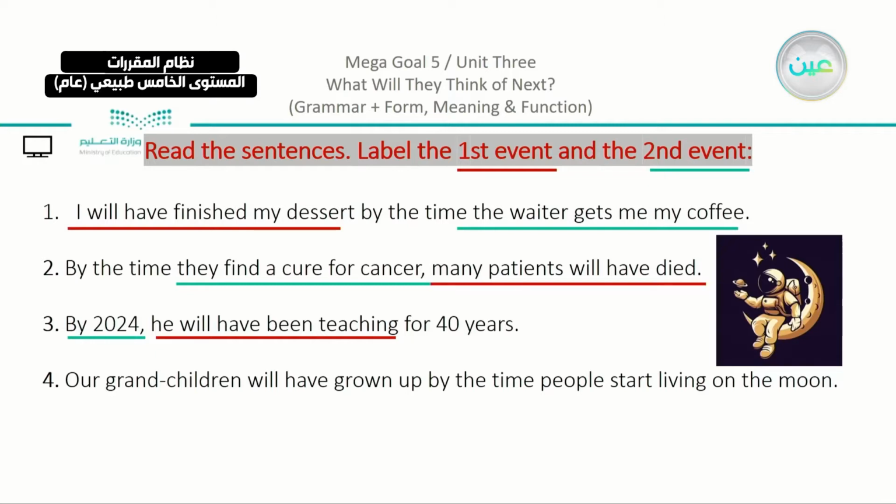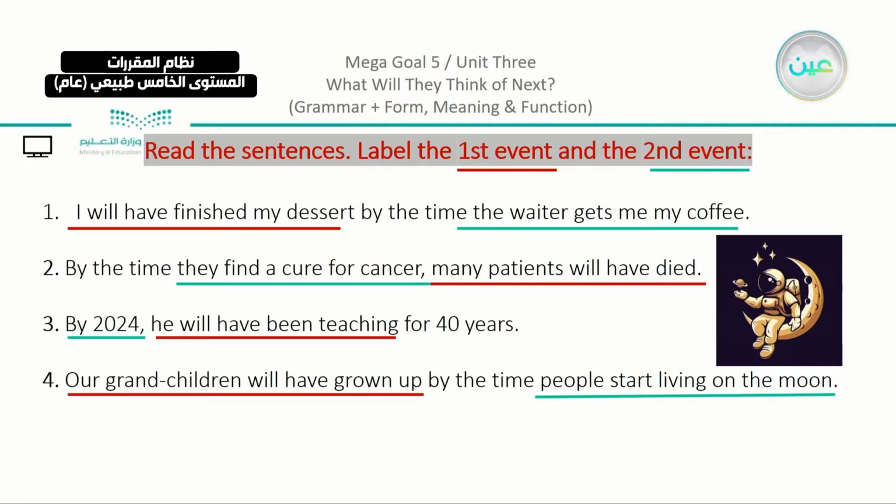Number 4, our grandchildren will have grown up by the time people start living on the moon. What will happen first? Our grandchildren growing up or people living on the moon? So you can see from here, our grandchildren will have grown up. This is going to be the first, and then the second, people living on the moon.